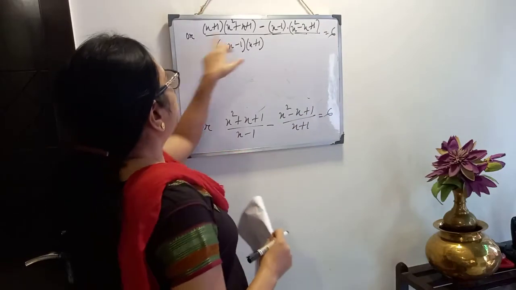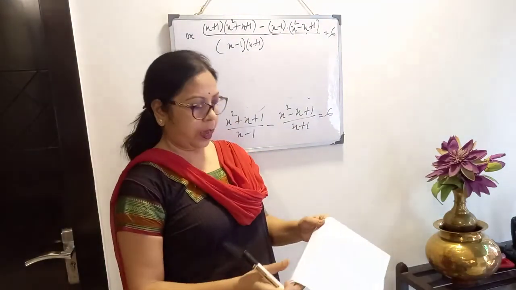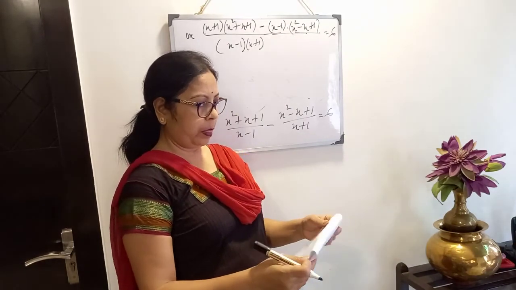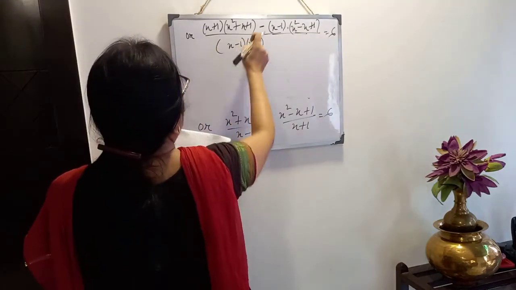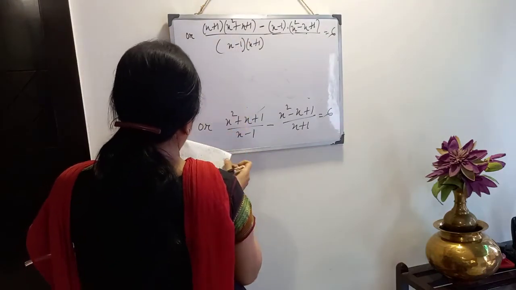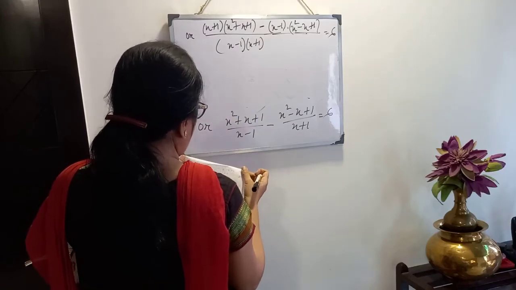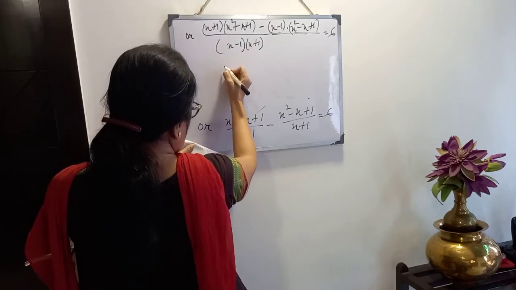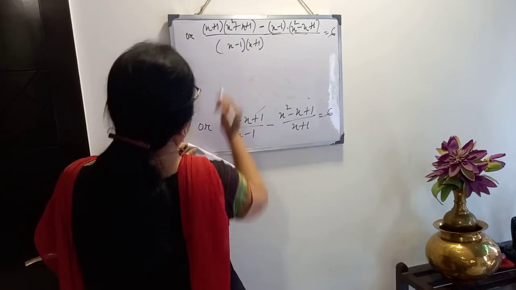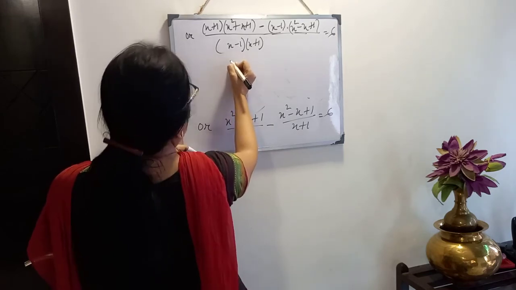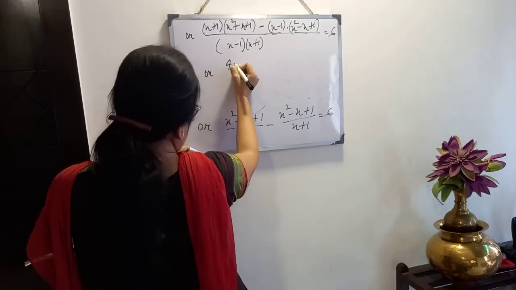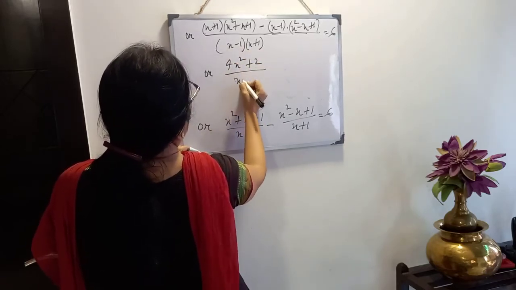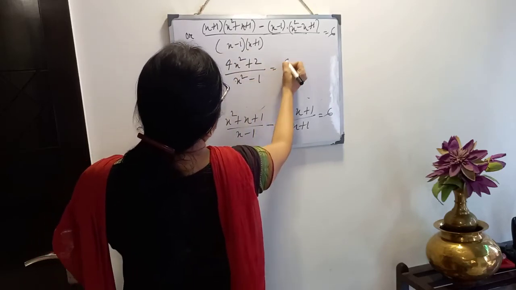Clear? Now the numerator will be a big multiplication. I have done it, so I am writing what you will get. After the multiplication, it will come in the numerator as 4x square plus 2, and the denominator, by the formula (a minus b) into (a plus b), equal to 6.